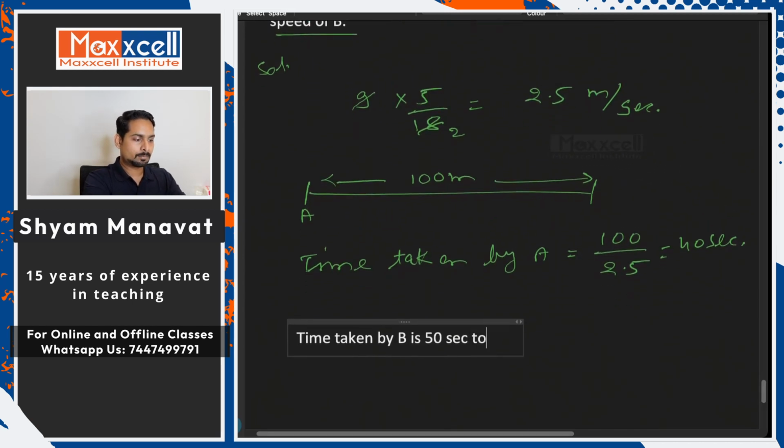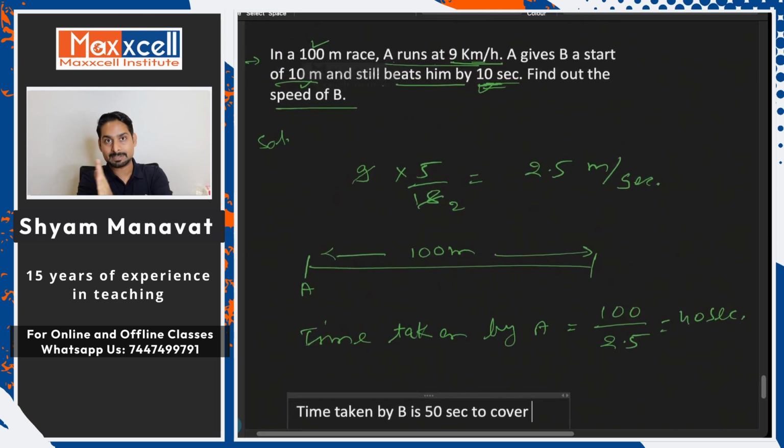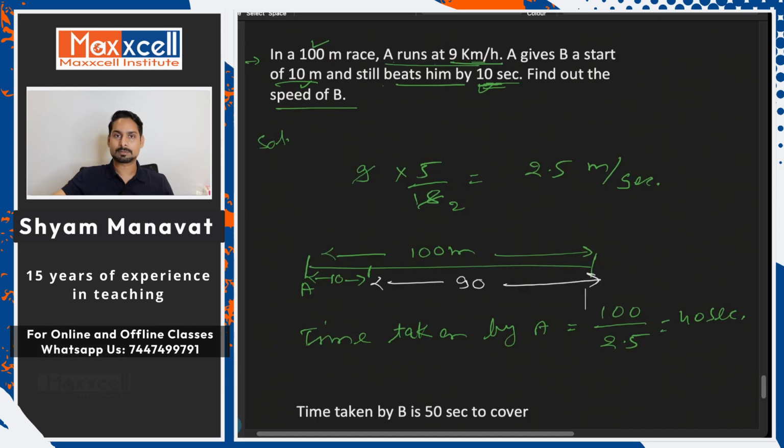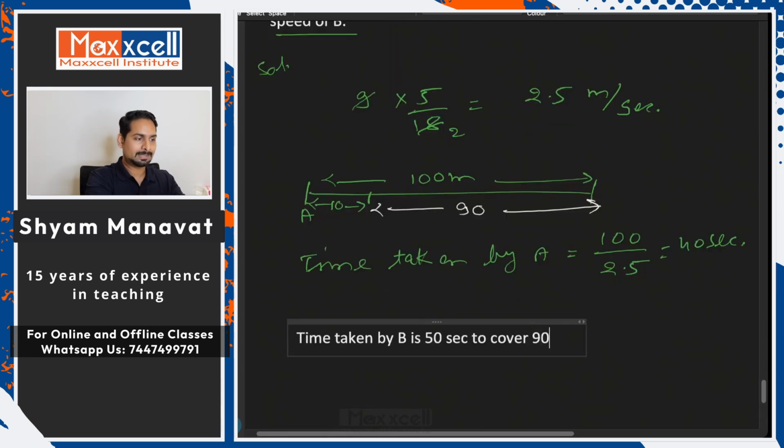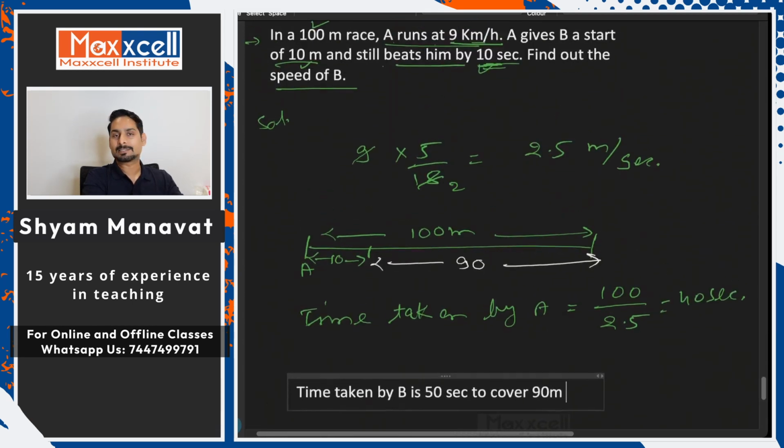To cover how much distance? Is B covering the entire distance? Think about it. A gives B a start of 10 meters. That means B is starting 10 meters ahead of A. That means B has only 90 meters to cover. Correct? So time taken by B is 50 seconds to cover 90 meters.